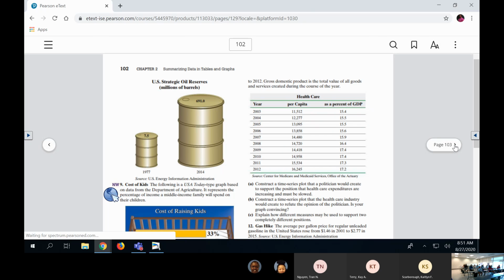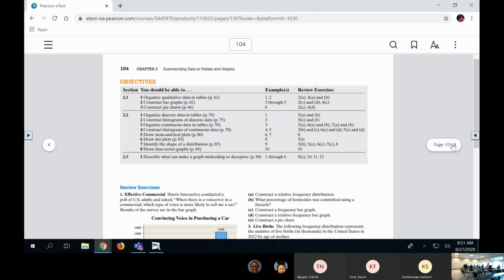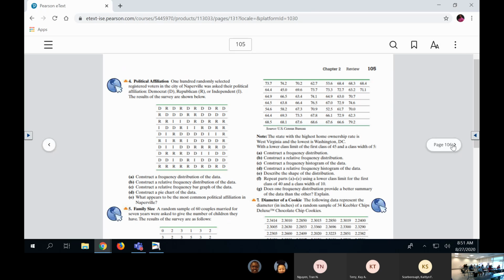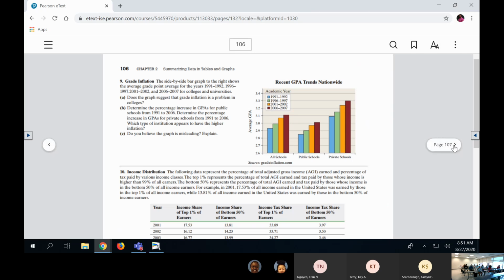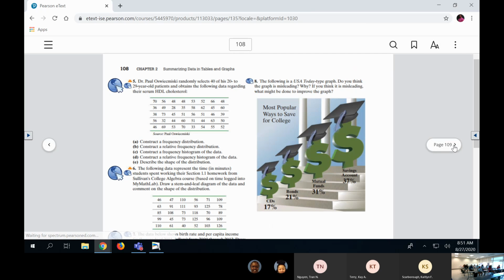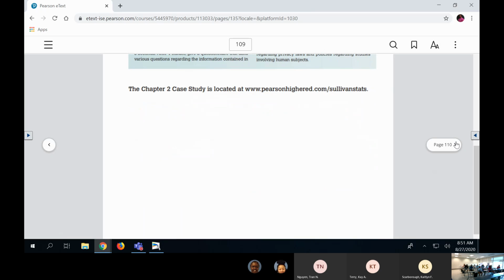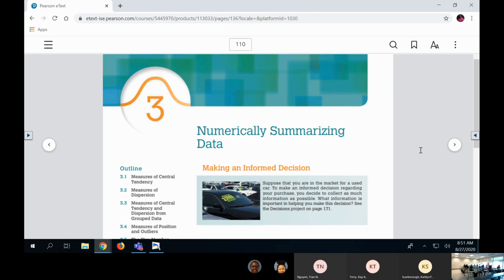Y'all settle down, please. Keep quiet. And that's chapter 2. So now you are responsible for chapter 1 and chapter 2 homework. And this leaves us with chapter 3. Chapter 3 is where you start getting into 80% of your Unit 1 test. So this is where we're actually going to start doing some math. Make an informed decision.